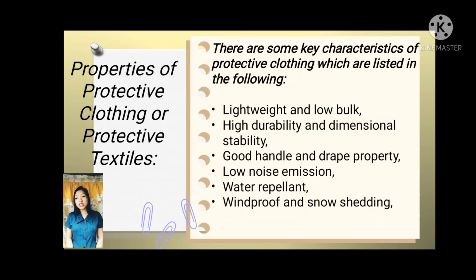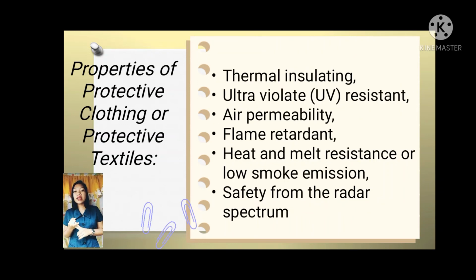Properties of protective clothing or protective textiles. Here are some key characteristics of protective clothing. The first one is lightweight and low bulk. The second one is high durability and dimensional stability. Next is good handle and drape property. Next is low noise emission. Next is water repellent, windproof and snow shedding, thermal insulating, ultraviolet or UV resistant, air permeability, flame retardant, heat and melt resistance or low smoke emission, safety from radar spectrum.